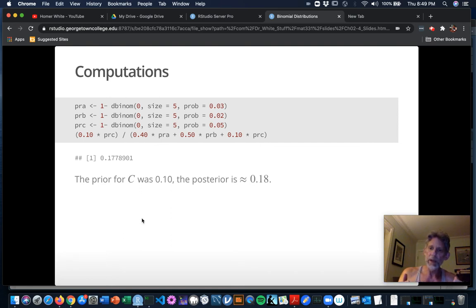So before we had evidence from the shipment, we would have figured there's a 10% chance the shipment is from company C. But now that we've got evidence of rejection, our estimate of the chances that it comes from company C has gone up, nearly doubled to 18%. So a nice application, not only of binomial random variables, but of Bayes' theorem.